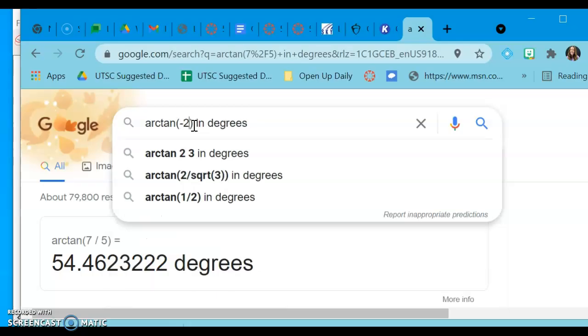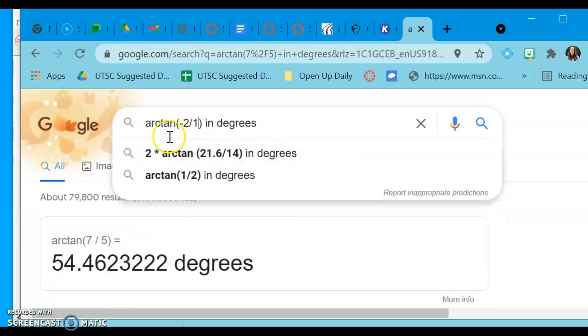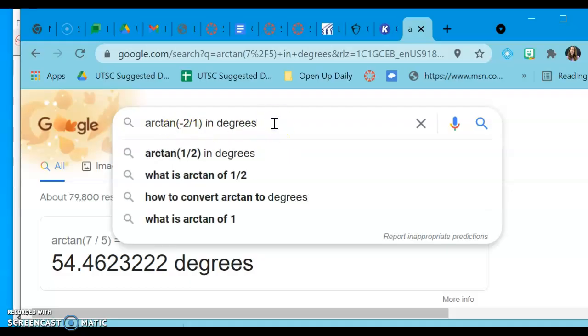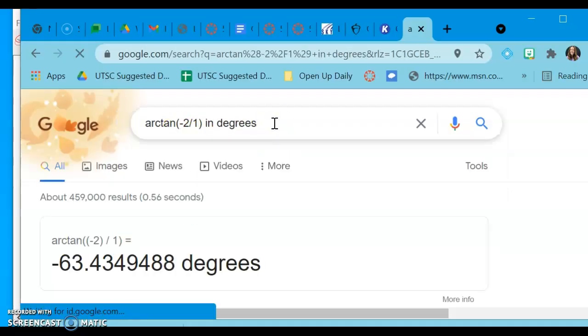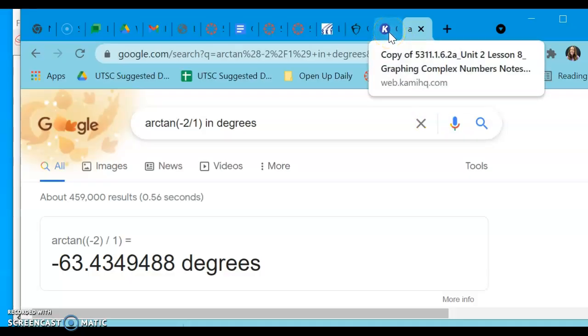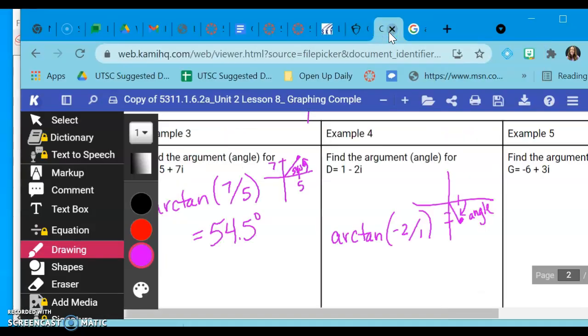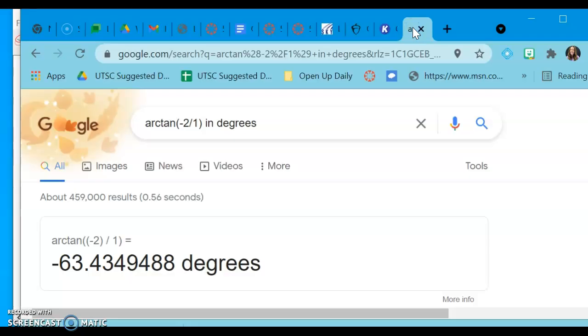-2 divided by 1. Notice I do have that in parentheses. And so we get -63.4, and we knew that our angle went down, so that should make sense. You can do the whole number or the decimal. A quiz should be multiple choice. So -63.4.